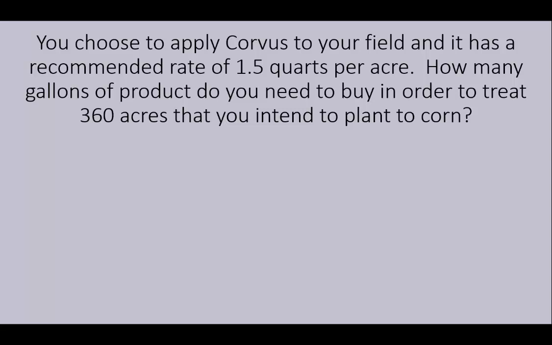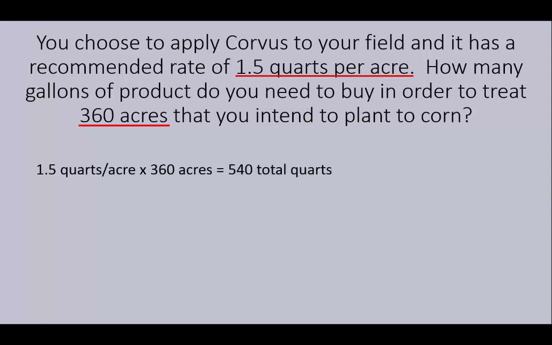Let's switch gears and talk about pesticides. You choose to apply Corvus to your field, and it has a recommended rate of 1.5 quarts per acre. How many gallons of product do you need to buy in order to treat 360 acres that you intend to plant to corn? To sum up this problem, we need 1.5 quarts per acre, and we're treating 360 acres. So 1.5 quarts per acre times 360 acres equals 540 quarts to treat the entire area.